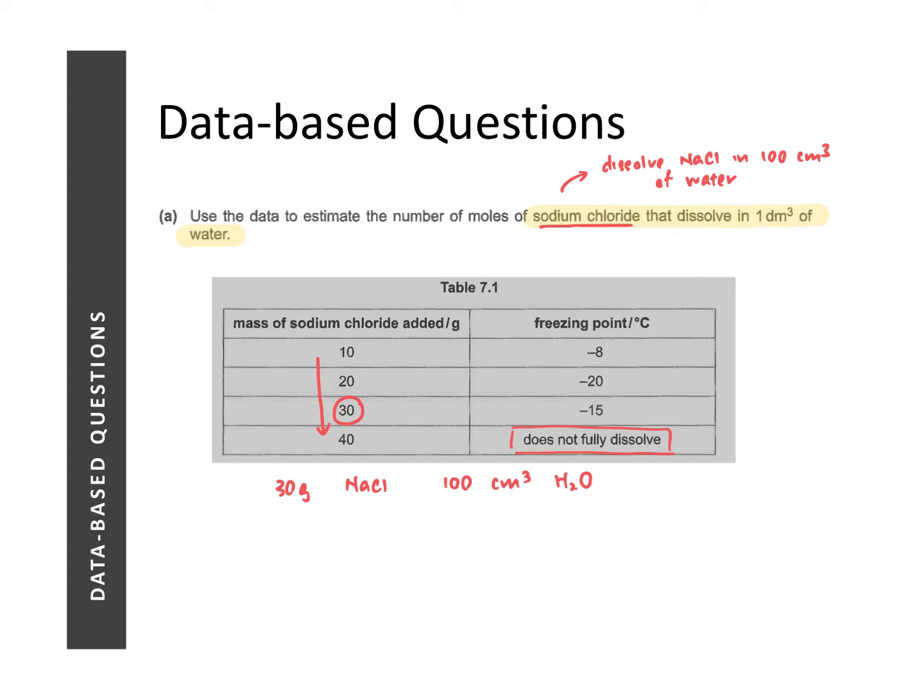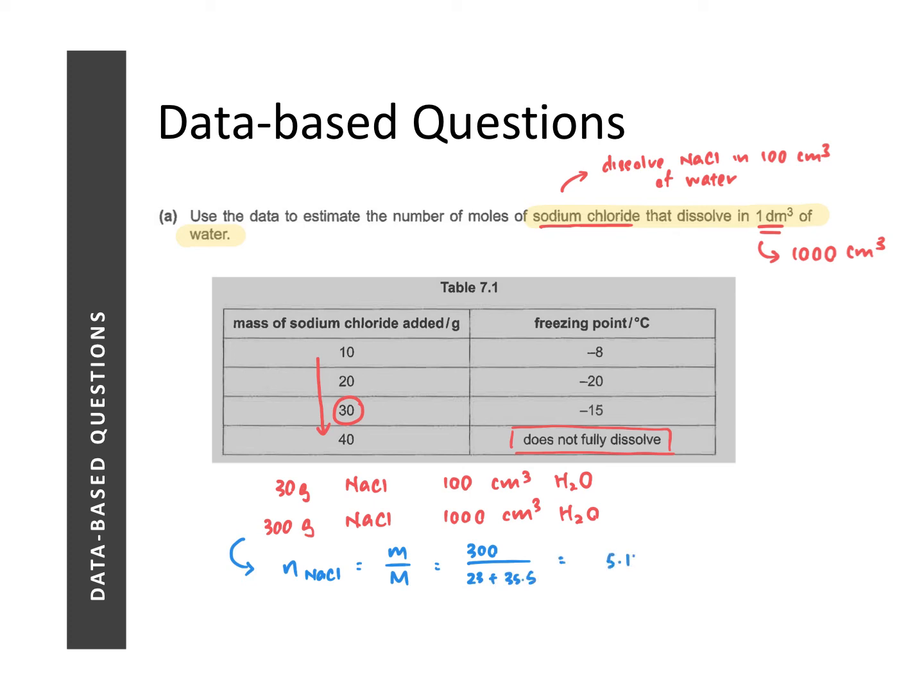The question is asking you to estimate the number of moles of sodium chloride that dissolves in 1 dm cube. Okay, so now you are expected to be able to recall that 1 dm cube is actually 1000 centimeter cube. So that means that in 1000 centimeter cube, we would have 300 grams of sodium chloride present. And then the next thing is to convert this to number of moles, which is what the question is looking for. So in the topic of mole concept, we have learned that number of moles is equal to mass over molar mass. Okay, so 300 divided by the molar mass of sodium chloride, which is 23 plus 35.5, and that will give us a value of 5.13 moles.